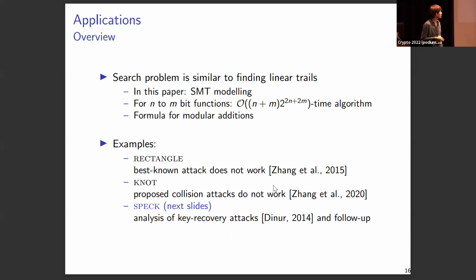And then we apply this to 3 ciphers that we chose, mostly based on how easy it is to talk about them. So Rectangle, where we show the best attack that's been published doesn't actually work, although you can fix it at least partially. Then Ketje, a hash function in the lightweight crypto competition. There were some collision attacks proposed on that, but it turns out the characteristics used in that attack just have probability 0, so you're not going to find a collision with that. And then we also looked at Speck. So just briefly say a bit about Speck.